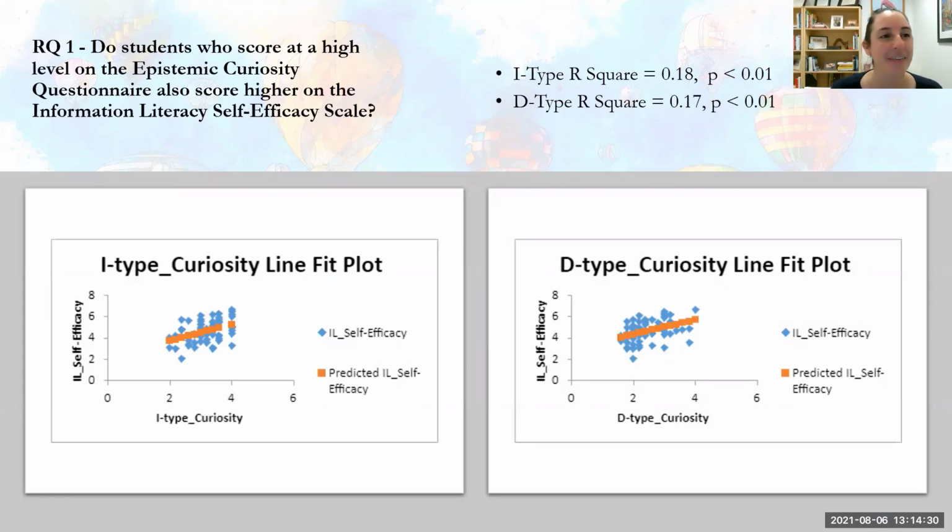All right, so research question 1, what were the results? What did I find? So research question 1 was, do students who score at a high level on the epistemic curiosity questionnaire also score higher on the information literacy self-efficacy scale? And I should mention that the epistemic curiosity questionnaire is actually broken down into 2 subscales, I-type and D-type curiosity. So I-type stands for interest type, and that's when you feel motivated because you're interested in the subject, you're excited to learn about it. D-type is deprivation type.